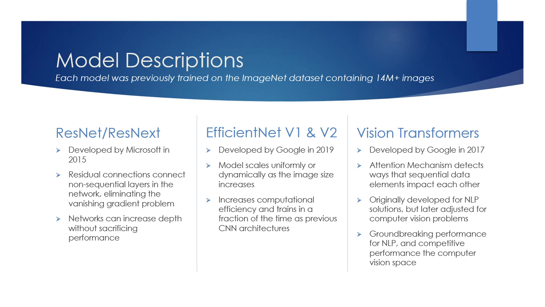So the first model architecture that I'm training is the ResNet and ResNext model architecture. It was developed by Microsoft in 2015. It's a convolutional neural network type. And the main differentiator, the big innovation, was that it used residual connections in the layers. What that did is create connections in the neural network between layers that are non-sequential.